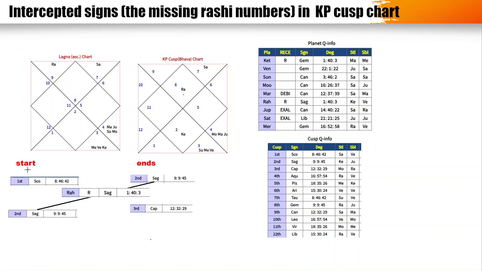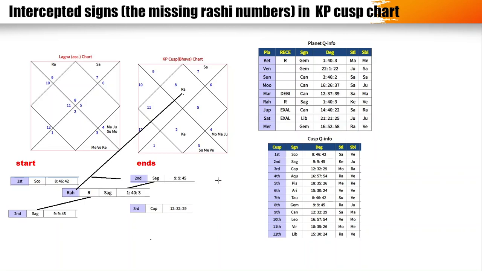Because the ascendant starts from Scorpio and ends in Sagittarius 9 degrees, right? And Rahu is in Sagittarius 1 degree. So obviously it's going to be here, between the start and the end point. So that's why you find that Rahu in the cusp chart occupies the ascendant, rather than what is shown in the Lagna chart. So I guess this is simple.